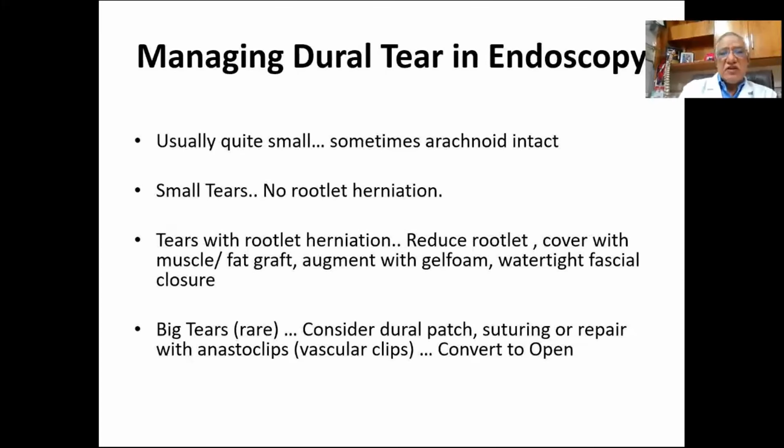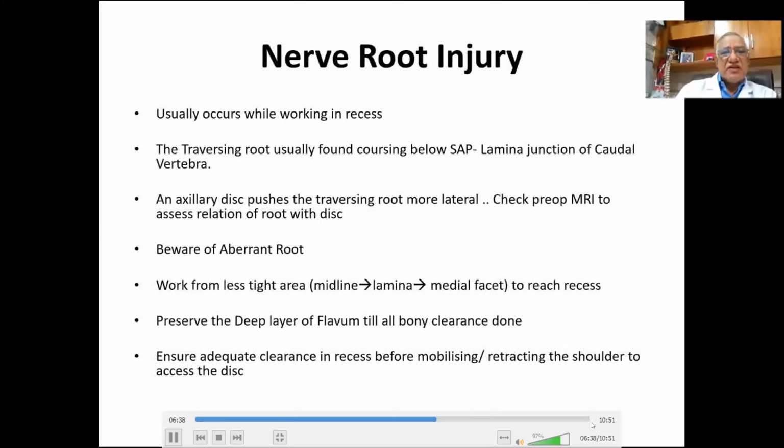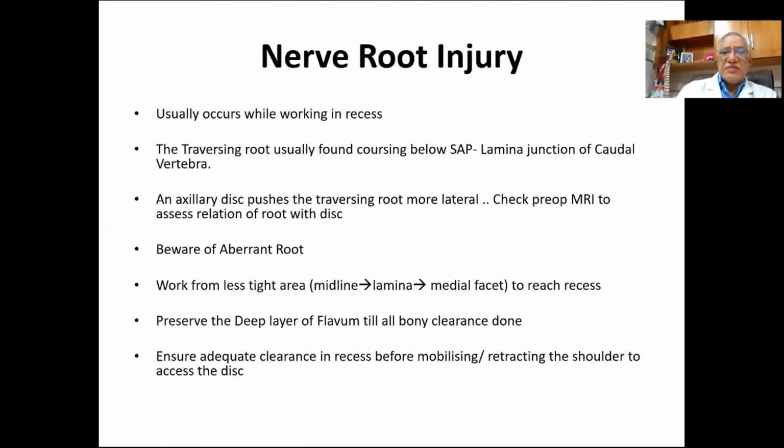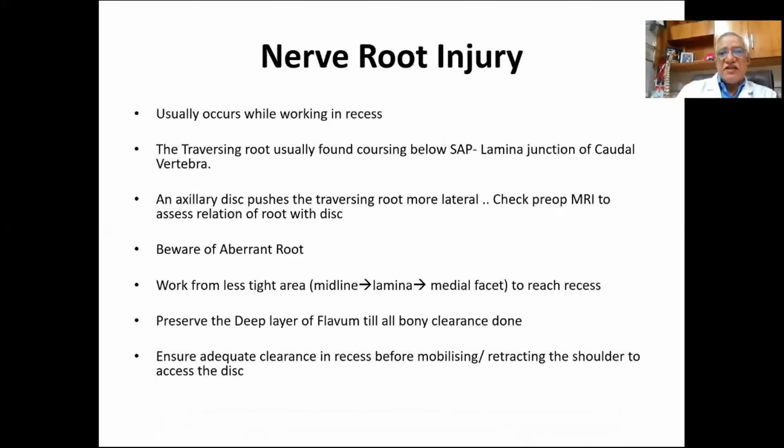For big tears, the surgeon usually has to consider a dural patch, suturing, or they can be repaired with the Anastoclips. And if it is difficult to repair these tears endoscopically, it is a good idea to convert to an open procedure. Nerve root injuries usually occur while working on the recess. The traversing root, usually found coursing below the SAP-lamina junction of the caudal vertebra, is commonly injured, and an axillary disc also at times pushes the traversing nerve root laterally.